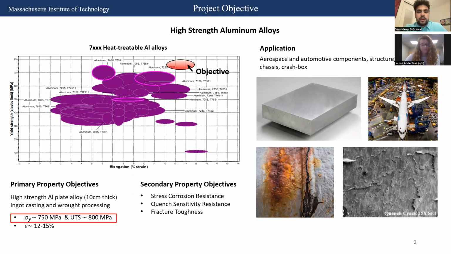So here in the Ashby plot, we can see for the 7000 series aluminum alloys, we have the target in the pink circle. We want to have a yield strength of 750 megapascals and an elongation between 12 and 15%. Additionally, we'd like to improve the stress corrosion cracking resistance, the quench sensitivity resistance, as well as the fracture toughness.